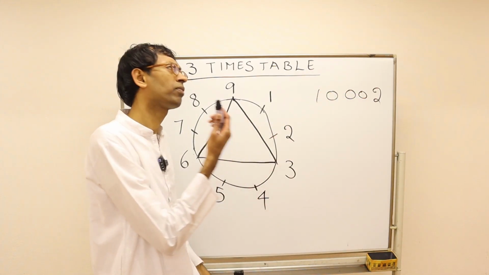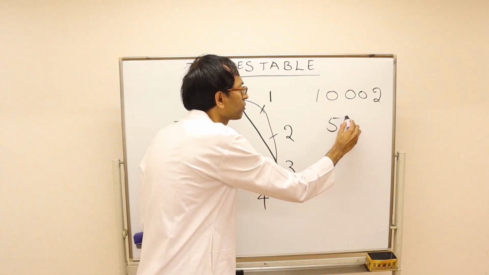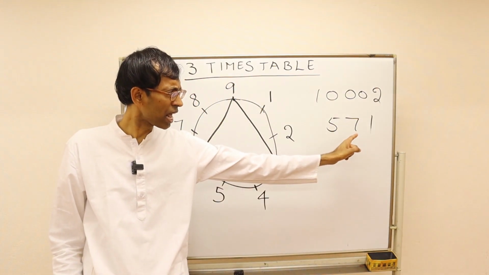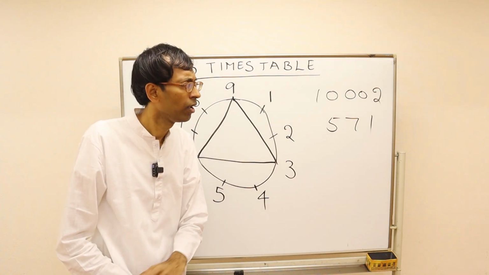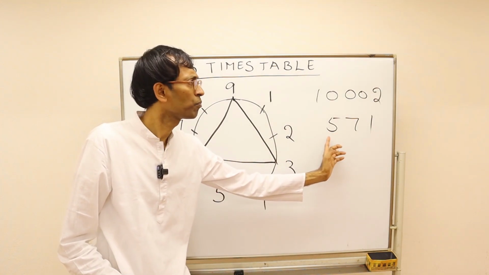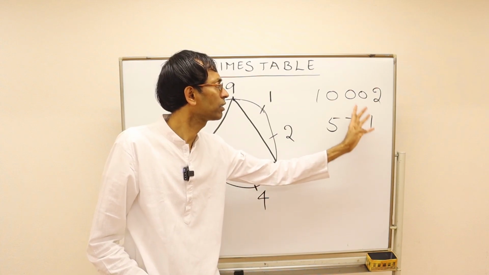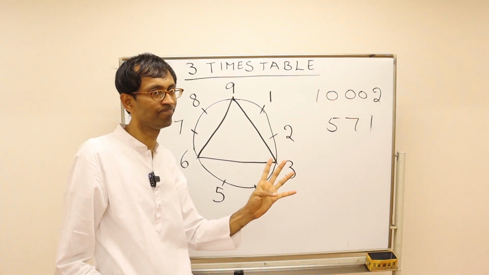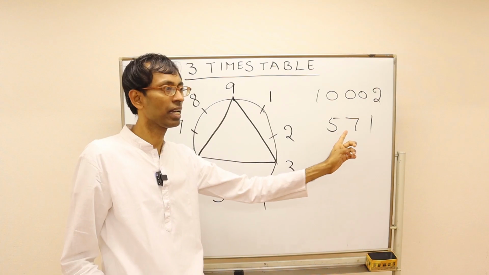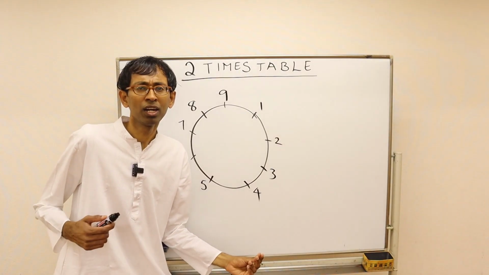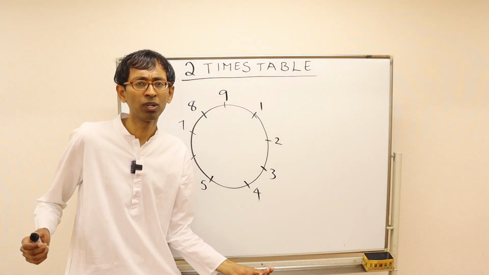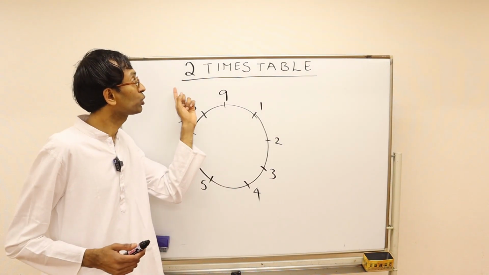Wow. Suppose for example you have the number 571. Is this number divisible by 3? What do you think? The digit sum is 12 plus 1, 13. So 4 is the digit sum. So this number is not divisible by 3. As simple as this. Now you draw the pattern for the digit sums of the 2 times table.